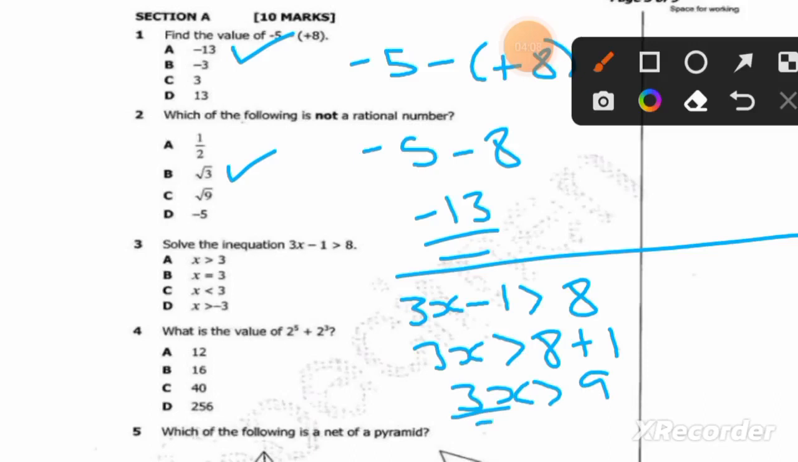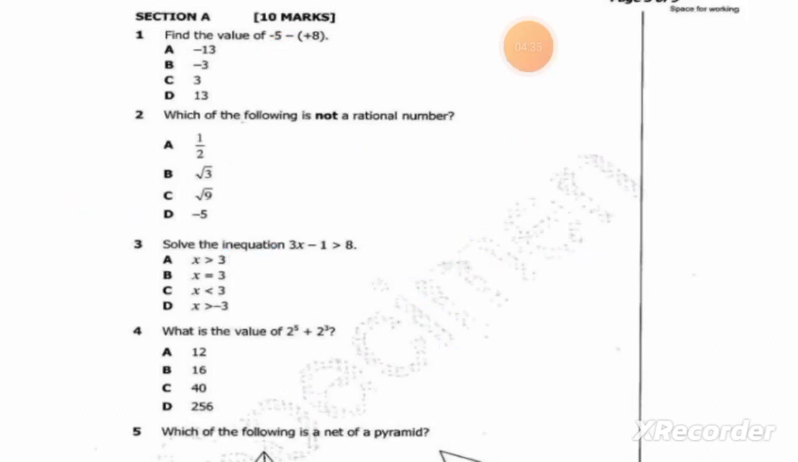Here divide by 3, even here divide by 3. Therefore, the 3s will cancel. The value of x, we are going to say x is greater than 3. So our correct answer is A. Without wasting time, let us move on to the next question, which is question 4.